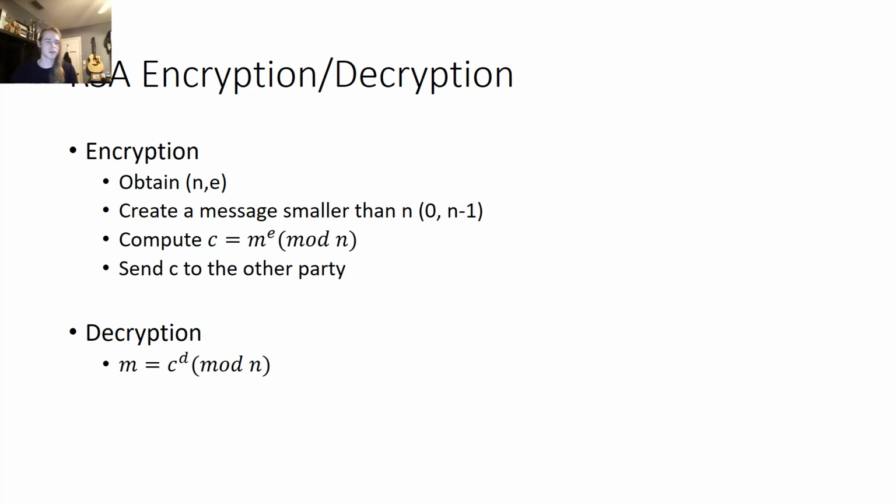For RSA encryption and decryption, we will encrypt our message by first obtaining the public key, and then we will create a message which is smaller than n. We will compute our ciphertext by taking our message to the power of e mod n, and then we will send the ciphertext to the other party. To decrypt it, we will take the ciphertext to the power of our private key d, mod n.